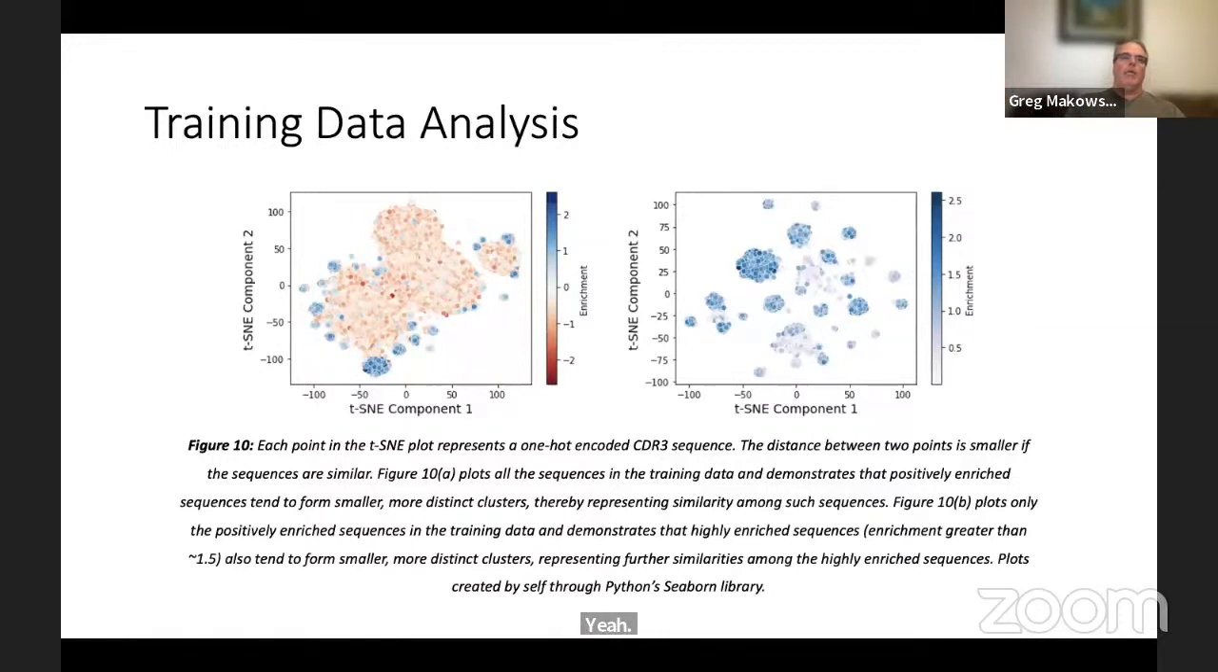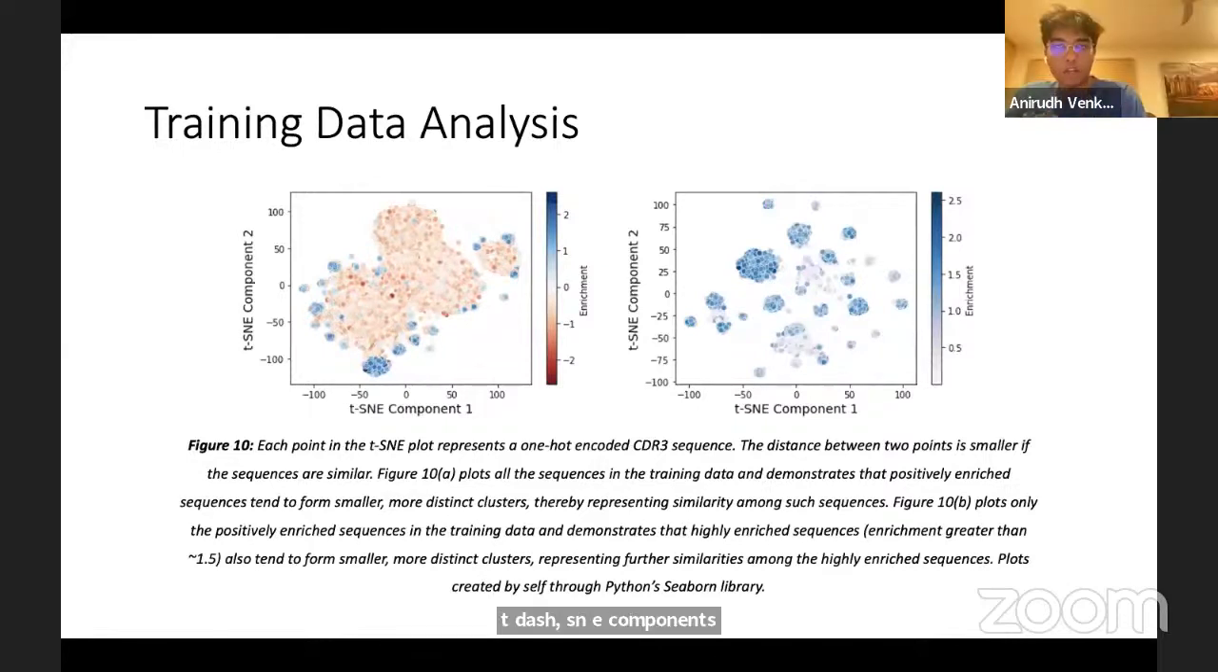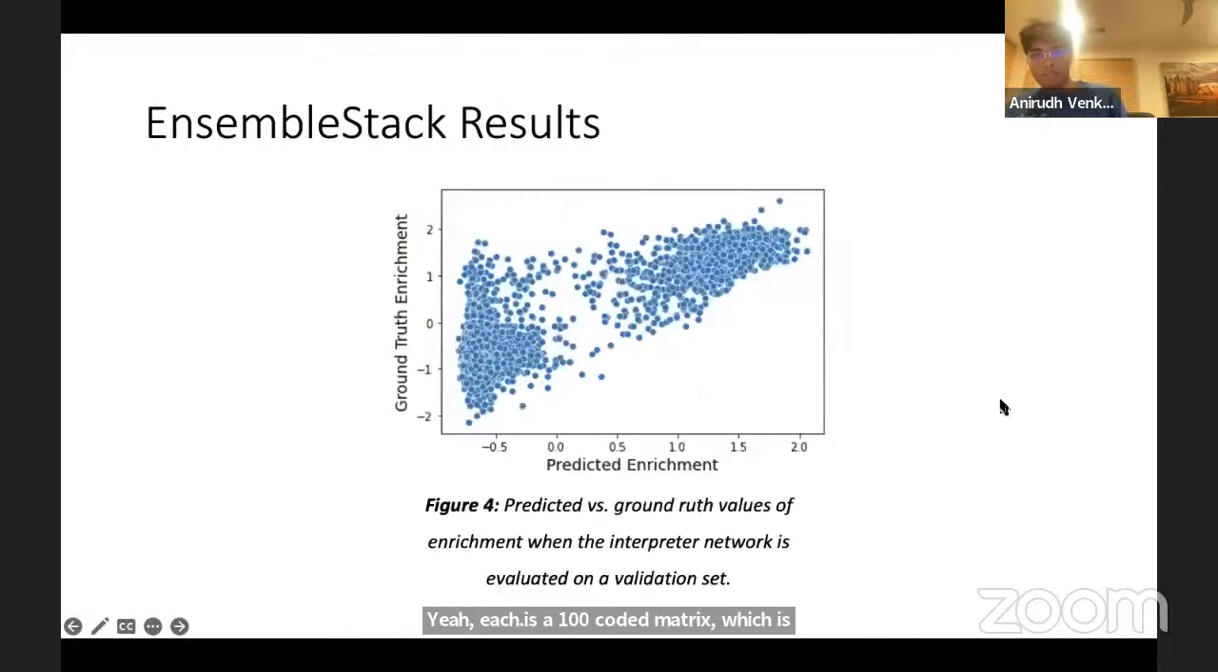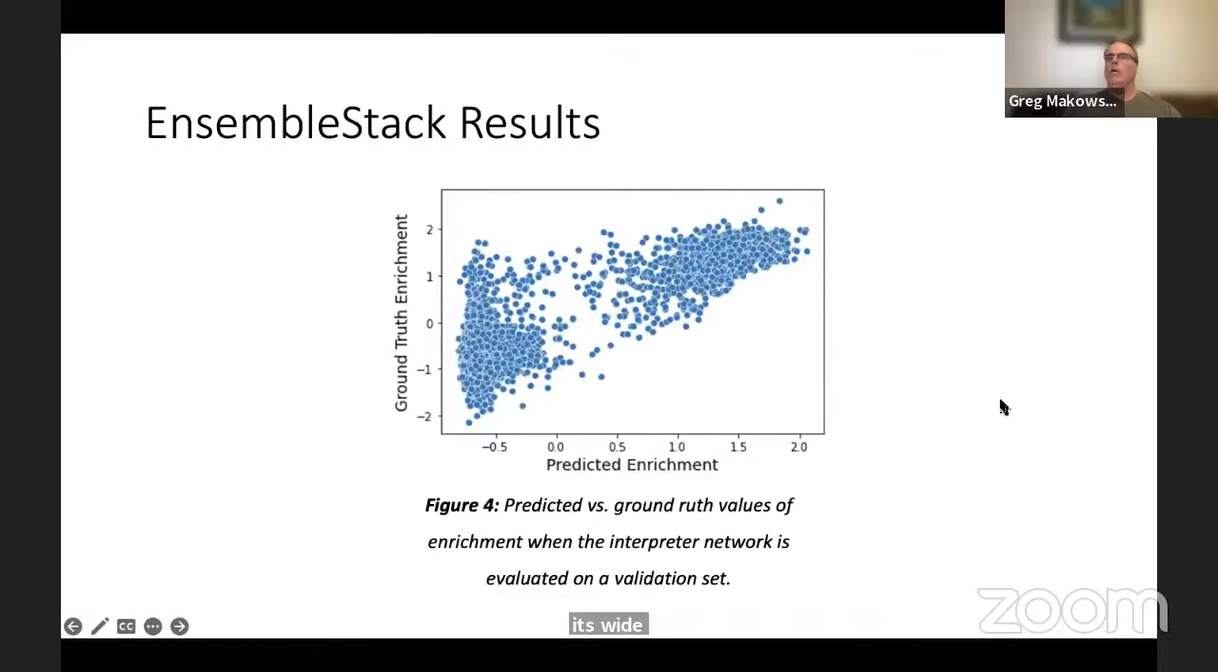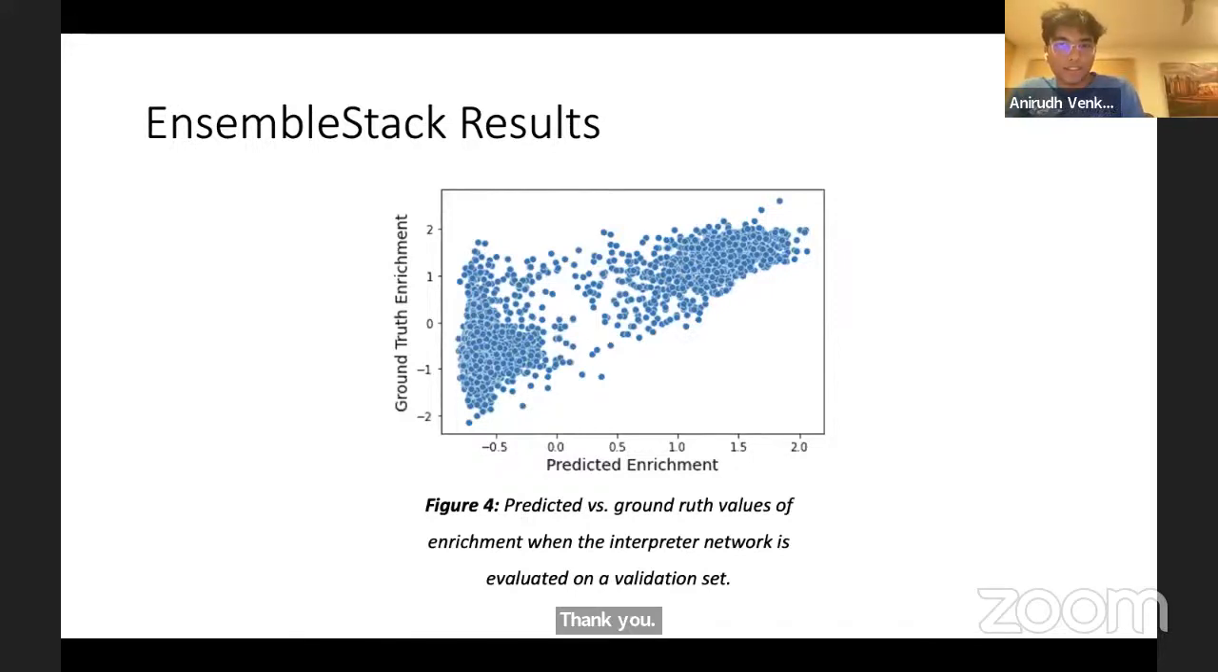Yeah. On the chat, somebody said, "What are the full dimensions of the t-SNE components?" So they're 20 by 20 matrices. Okay. Yeah. Each dot is a one-hot encoded matrix, which is 20 by 20 dimensions wide. Okay. Thank you. Oh, and then Kim responds on the Q&A. She said, "Thanks, great job." So just to pass on the positive feedback.